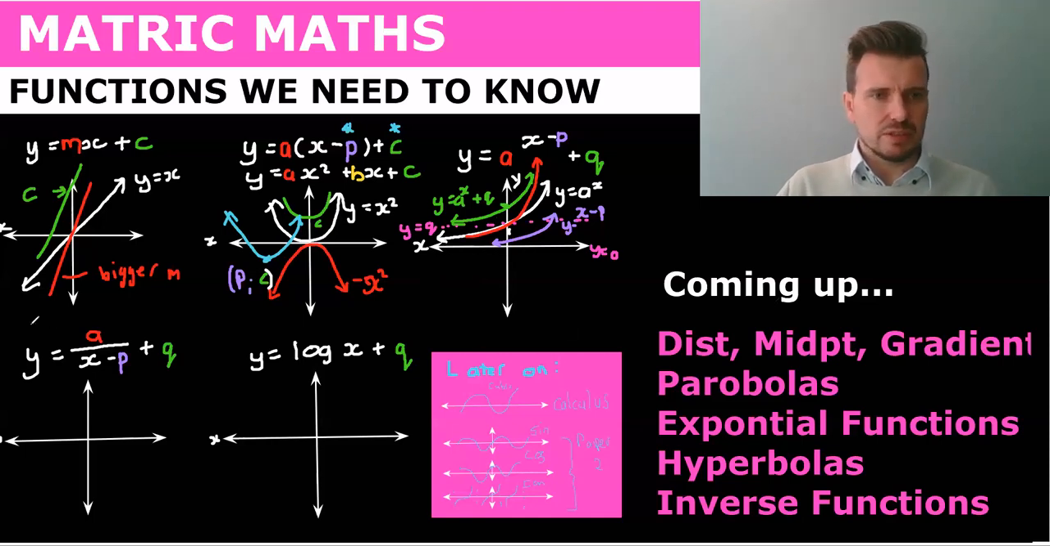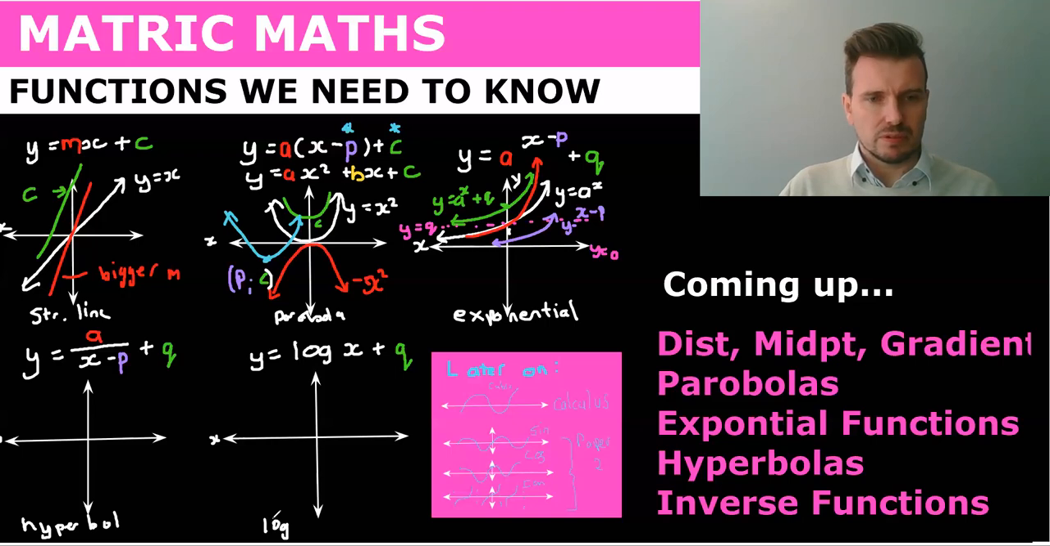So let's just make a note of this. This is a straight line. This was a parabola. This is an exponential. This one is going to be a hyperbola. And this is going to be a logarithmic function.